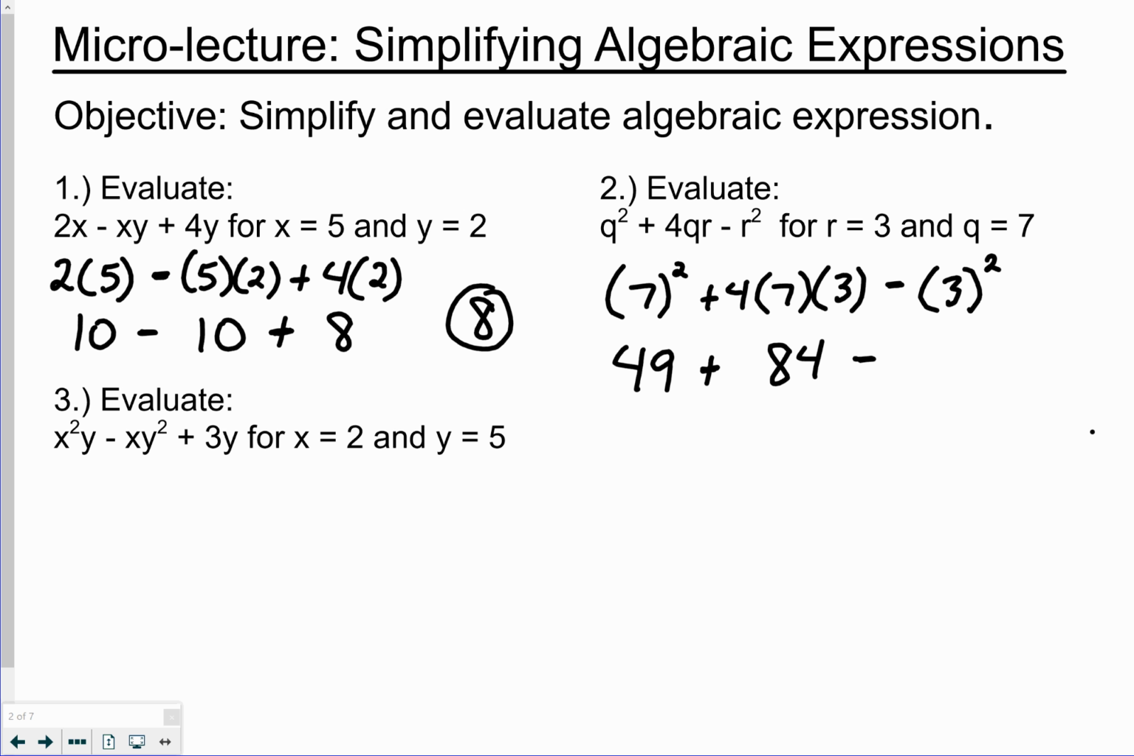Minus. What's 3 squared? 9. All right? So now I have 49 plus 84 minus 9. Hold on. We've got to go which way, Camilla? Left to right. It's 133. It's not.